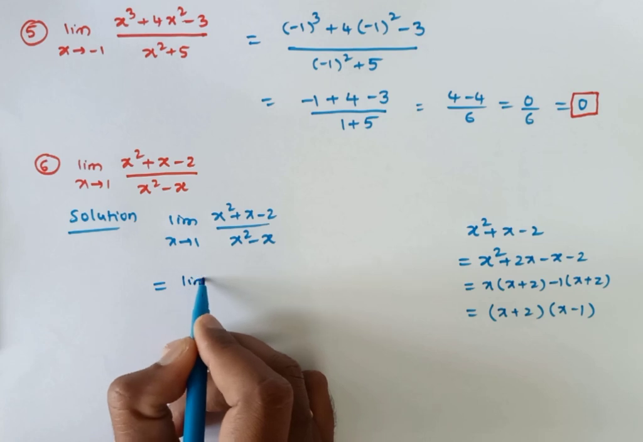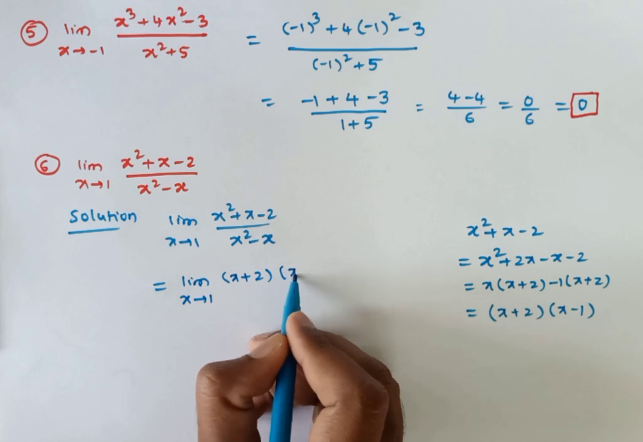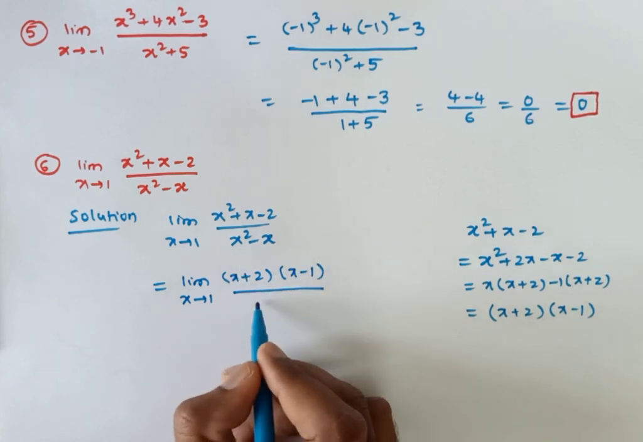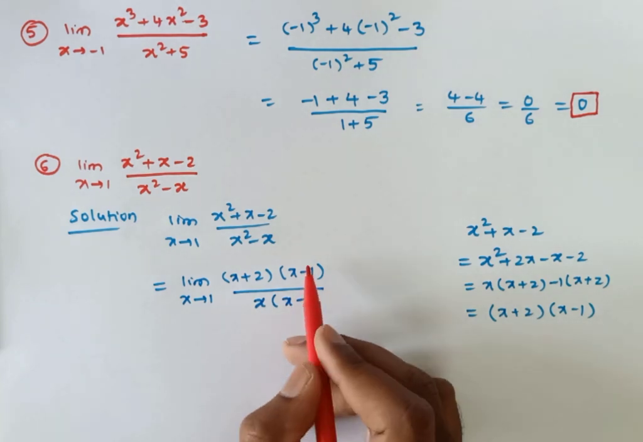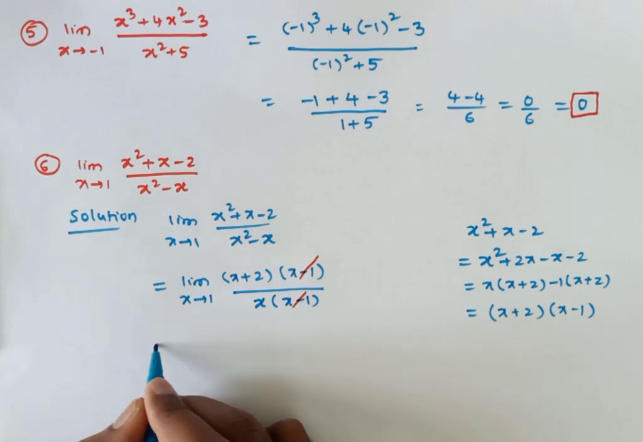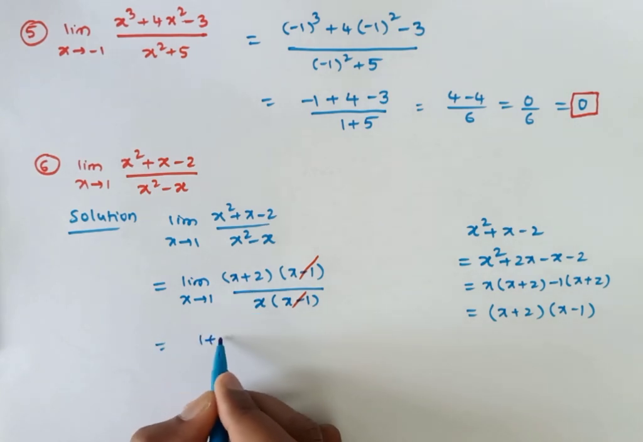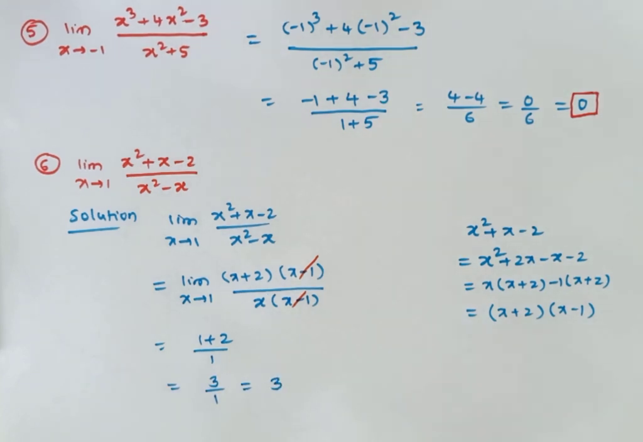So this is limit x tends to 1 of x plus 2 into x minus 1, divided by the denominator, where x is common, so x into x minus 1. Here the common factor x minus 1 gets cancelled. After cancelling the common factor, you can apply the limit. Limit x tends to 1, numerator is 1 plus 2, divided by x which is 1, so this is 3 by 1. Finally it is 3, so the limit is 3.